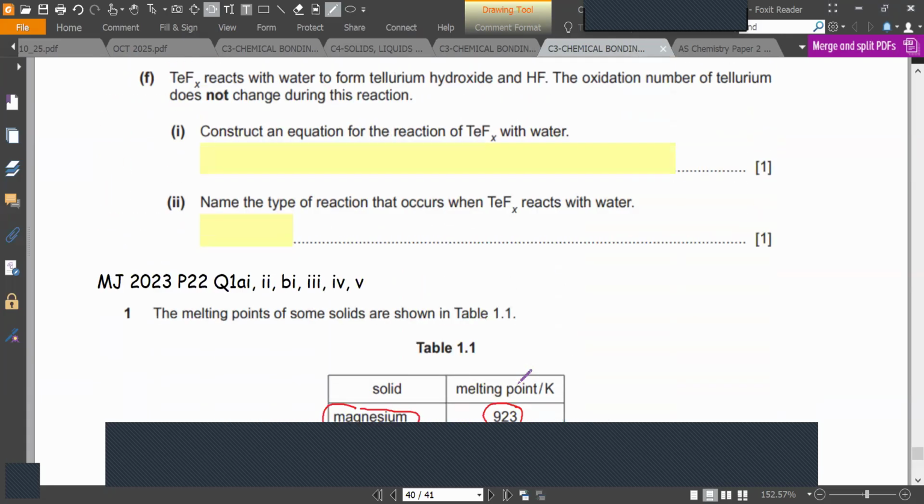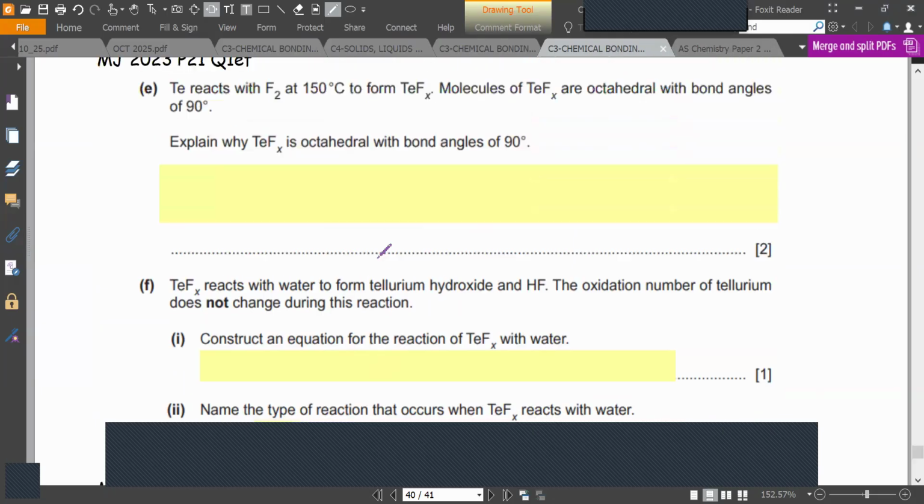Name the type of reaction that occurs. So we better start here. Te reacts with F2 to form TeF6. Molecules of TeF6 are octahedral with bond angles of 90. Explain why TeF6 is octahedral with bond angles of 90.